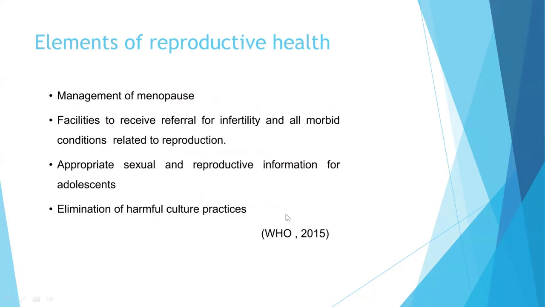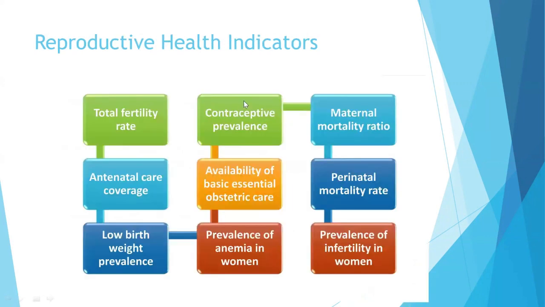of harmful cultural practices. Now, these are the different reproductive health indicators: total fertility rate, antenatal care coverage, low birth weight prevalence, prevalence of anemia in women, availability of basic essential obstetric care, contraceptive prevalence, maternal mortality ratio, perinatal mortality rate, and prevalence of infertility in women.